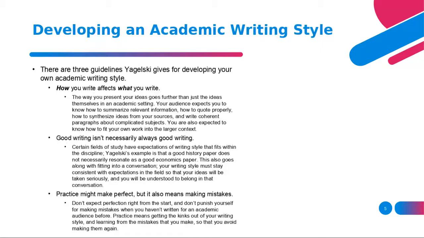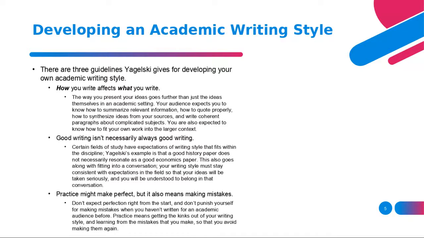Next thing we're talking about is developing an academic writing style yourself. Yagelski gives you three guidelines for developing your own academic style. First off, how you write affects what you write. The way you present your ideas goes further than just the ideas themselves in an academic setting. Your audience expects you to know how to summarize relevant information, how to quote properly, how to synthesize ideas from your sources, and write coherent paragraphs about complicated subjects. You're also expected to know how to fit your own work into the larger context.